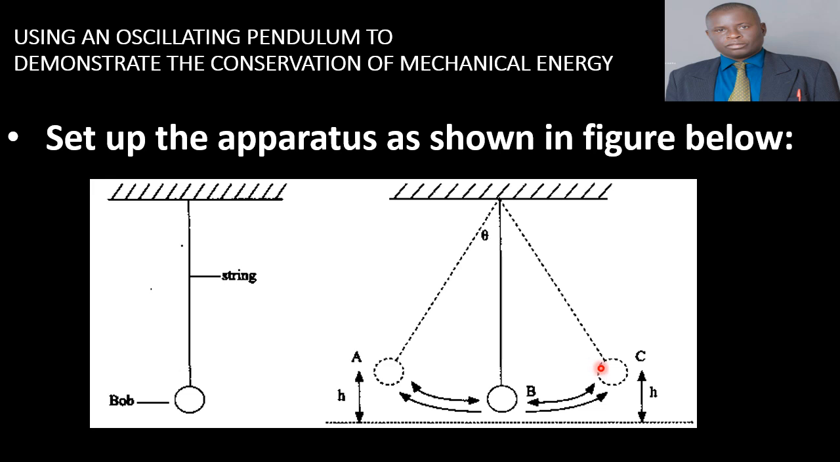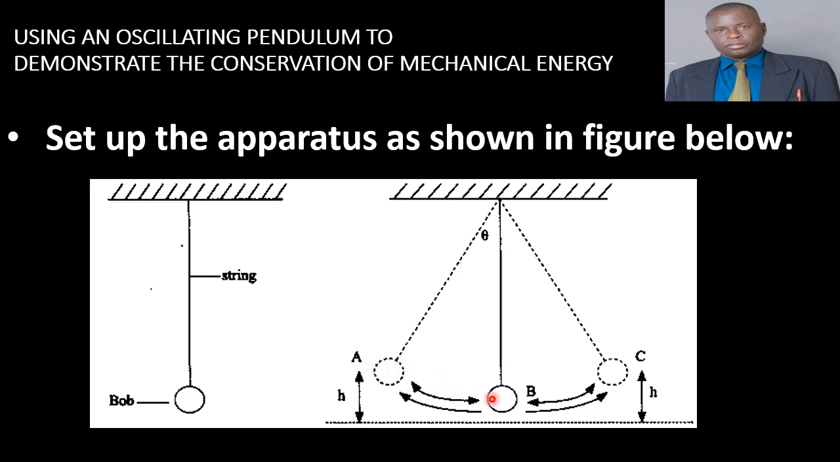So as it swings from C back to B, the energy which it has there becomes kinetic energy, and so on. The process continues on and on until the bulb is damped, or it stops oscillating. They will ask you to describe the energy changes which take place in a pendulum.